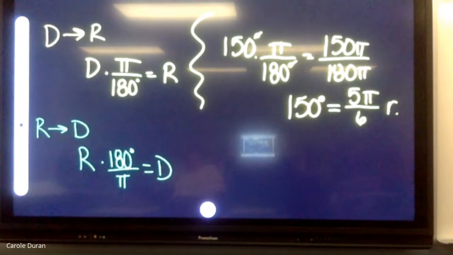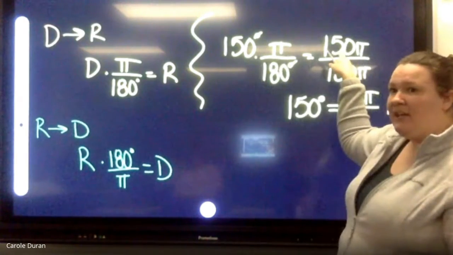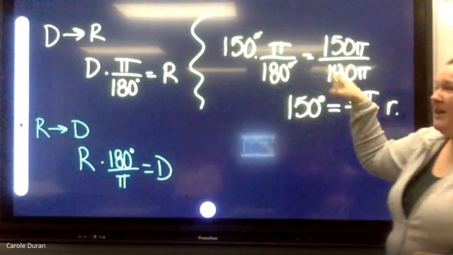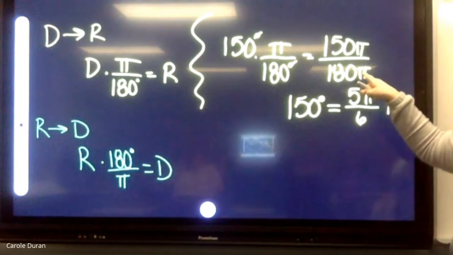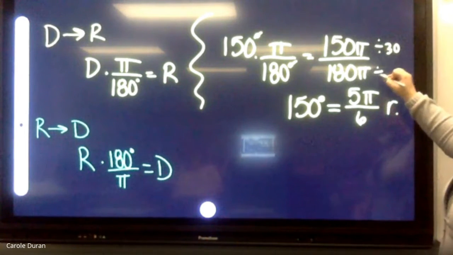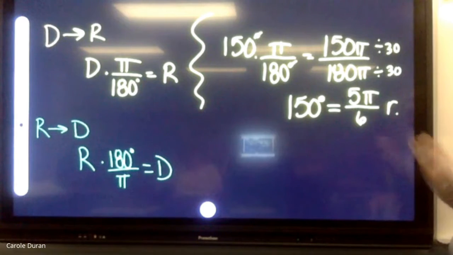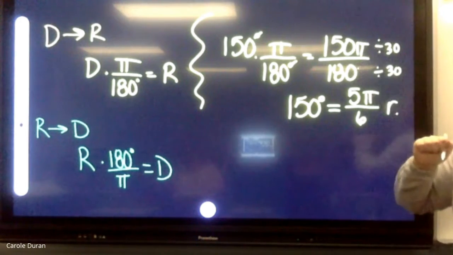No, I multiplied 150 by pi to get 150 pi, and then it was over 180, sorry, because that was my denominator. And then I just divided 30 out of each of these. Why is there a pi on 180? Oh, there shouldn't be one, I'm sorry. That was my fault. That was my bad.